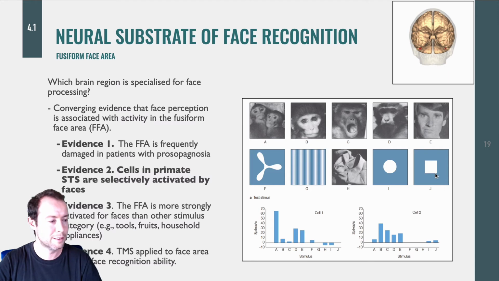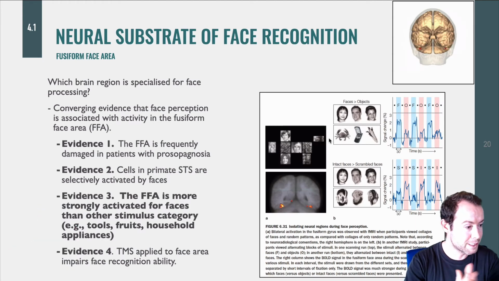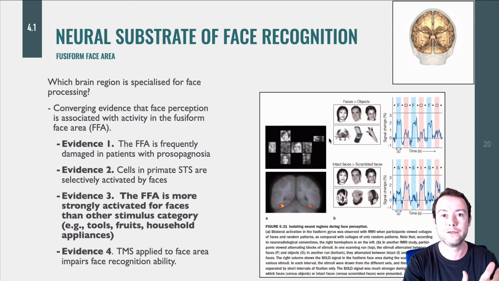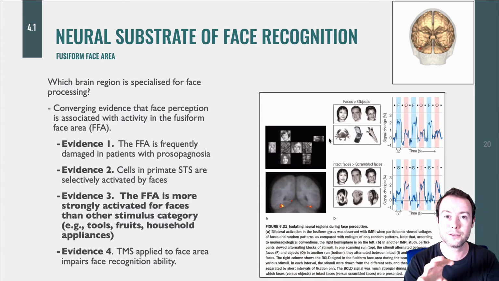We also get evidence that the fusiform face area is more strongly activated for faces as opposed to other stimulus categories. So using fMRI, you can present images of faces and objects and then do a method of subtraction to compare what is the level of activity when you look at a face as opposed to when you're viewing an object. Now, from a methodological stance, this method of subtraction is quite important.